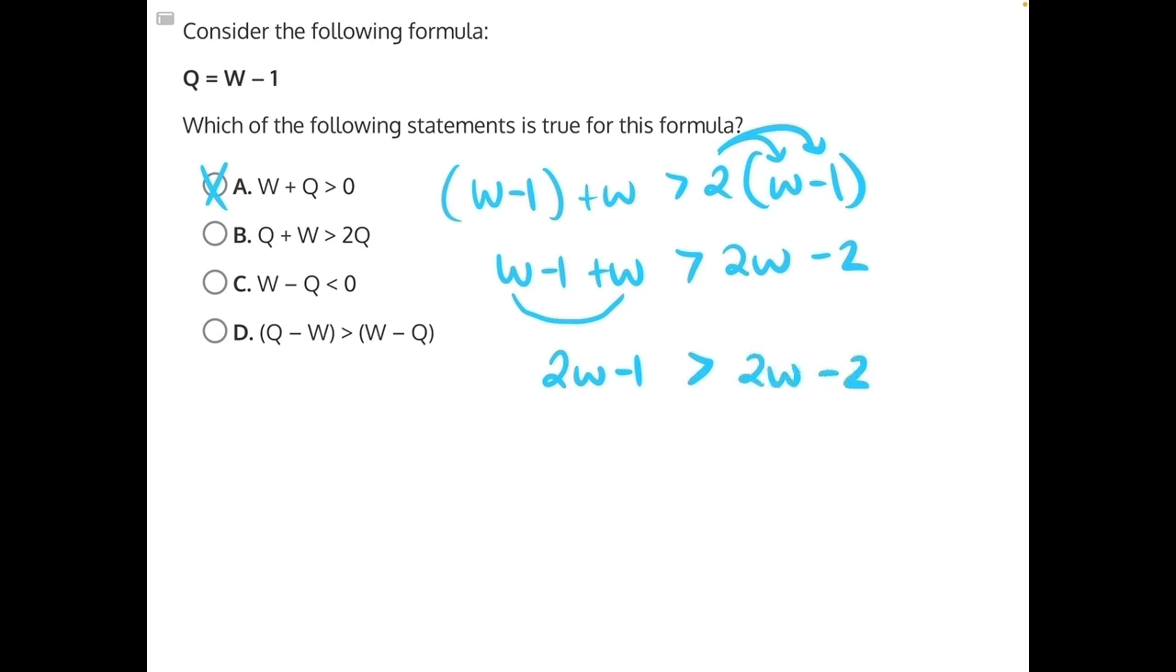We don't have to simplify anymore because we can see that we have two terms that are equivalent, 2w and 2w. So those are going to end up canceling each other out and leaving us with the statement negative 1 is greater than negative 2. And this is a true statement. The smaller a negative number is, the closer to 0, the greater its value. So negative 1 is closer to 0, that means it is a greater value than negative 2, and that makes B a true statement. At this point, you can mark B and move on with the rest of the test, but for the sake of the video, I'll show you why C and D are incorrect.